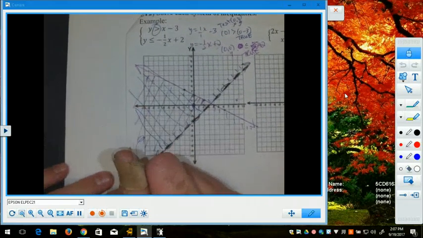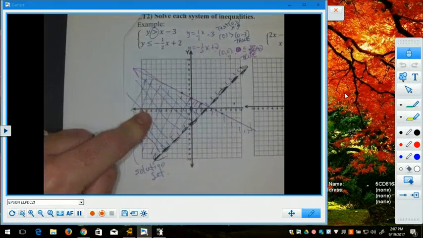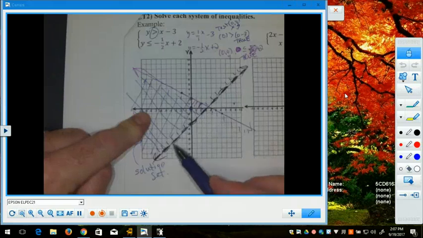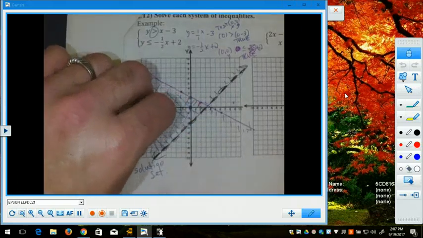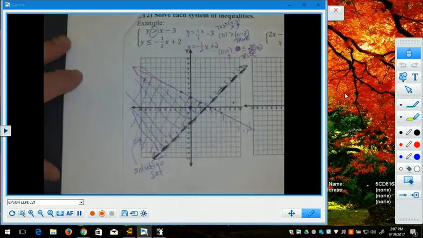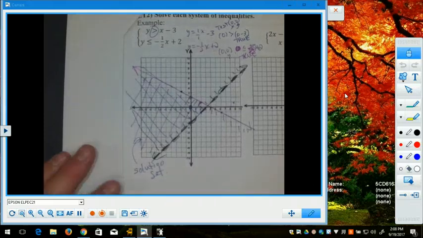This is our solution set. Solution set being the set of all points. Notice not any points on this dashed line, but every point on this solid line, and all the points in here extending out infinitely following those lines. All of those points will make both of these inequalities true.